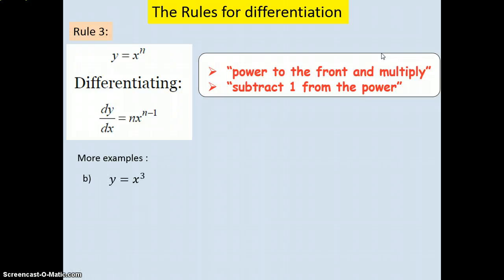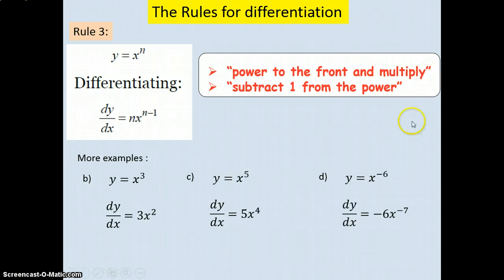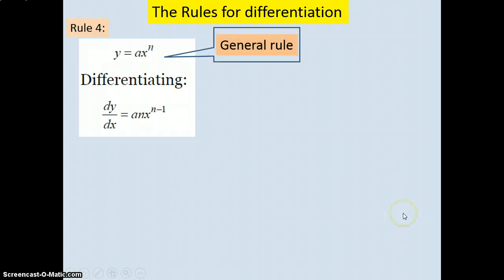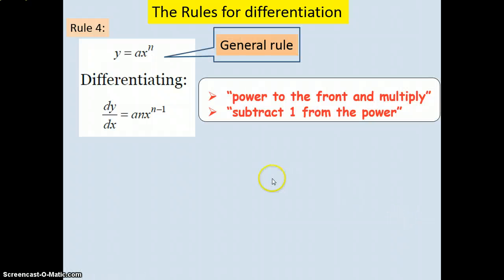Some more examples. y is equal to x cubed. You bring the power to the front, it becomes multiplication, and you subtract 1 from the power. Therefore, you get 3x squared. x to the power of 5, you bring the number 5 to the front, and you subtract 1 from the power, it becomes 5x to the power of 4. And with a negative power, be careful, if it's x to the -6, when you subtract 1 from the power, it becomes -7. And this is a general rule. Again, as before, a is a constant. You bring the power of n to the front and you multiply, and then you subtract 1 from the power.